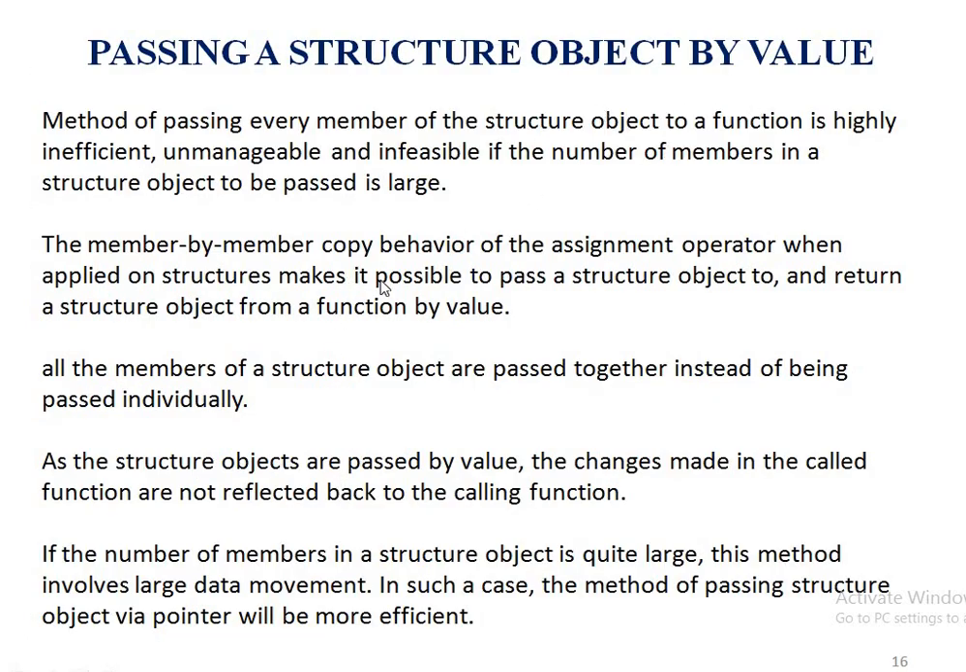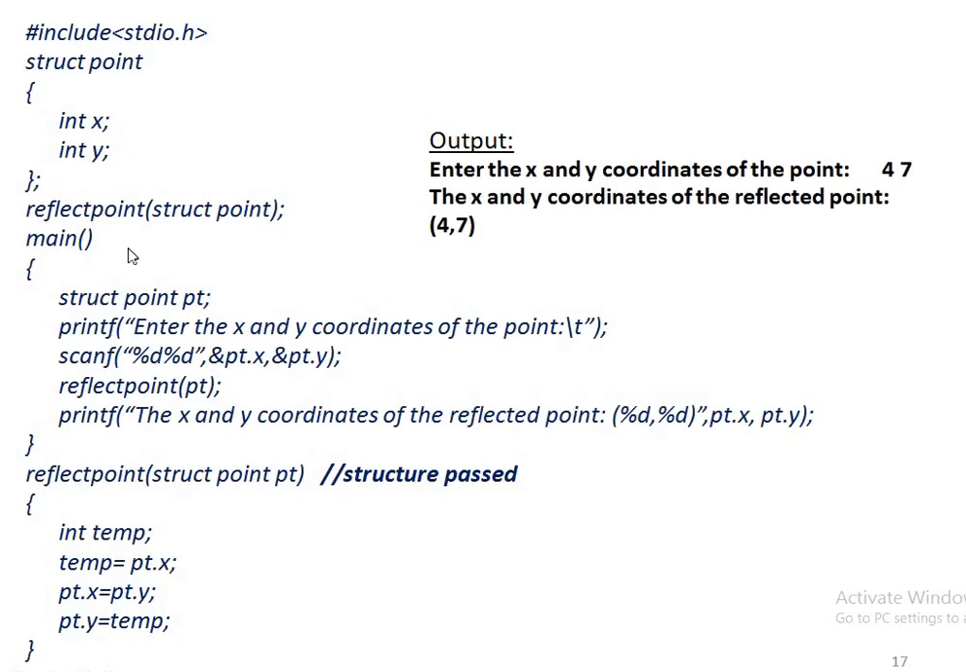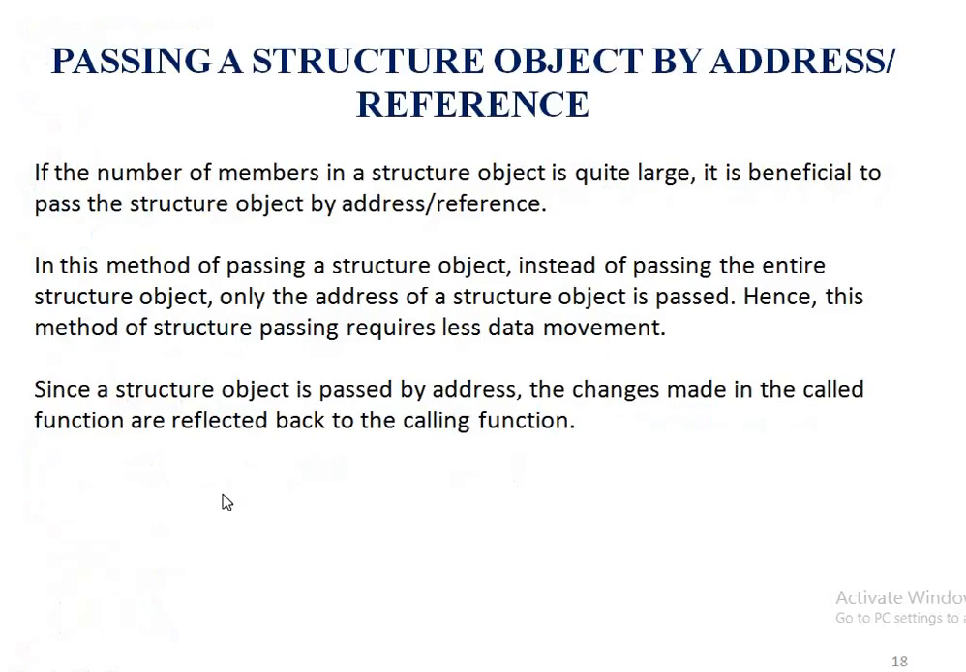Passing a structure object by value. By value we can pass the entire object. So here struct point has int x, y, and reflect point takes struct point. This function reflect point can accept the entire structure, right? Within reflect point, swapping of the two member variable values is done using a third variable temp, but these member variables pt.x and pt.y are only valid within this function. So outside this function, within main, when you print again, they will be unchanged, because this is call by value representation of the entire structure.